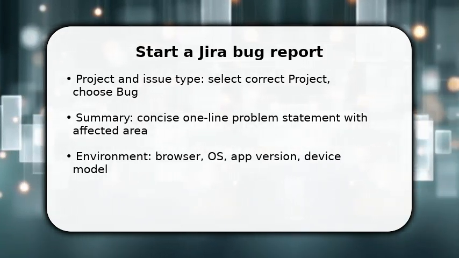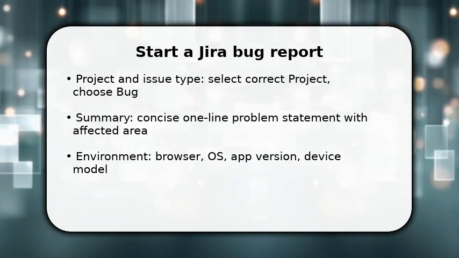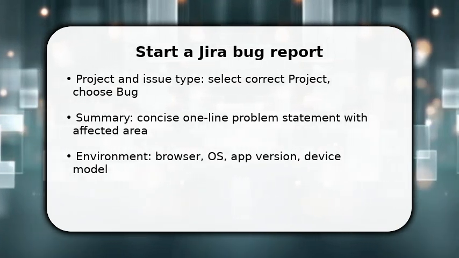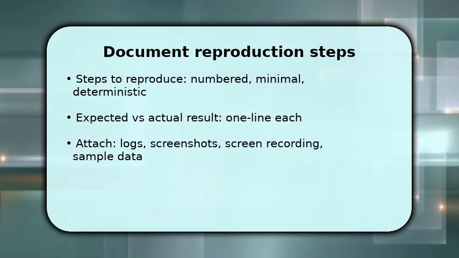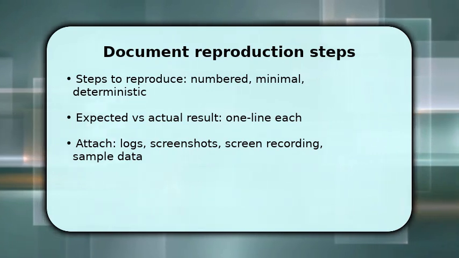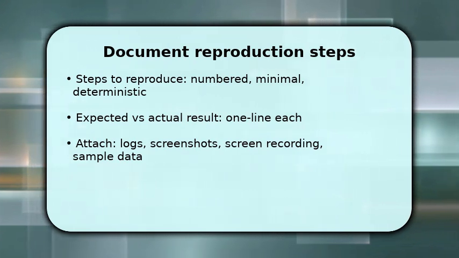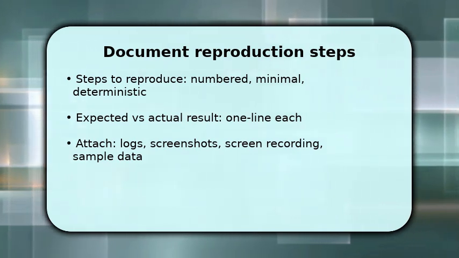This helps routing. Make sure to set labels or components to match your team's conventions, so the ticket lands with the right group. Now you write the reproduction steps clearly and in order, using short numbered steps that anyone can follow. Explain the expected behavior in one sentence, then state the actual behavior so the gap is obvious.